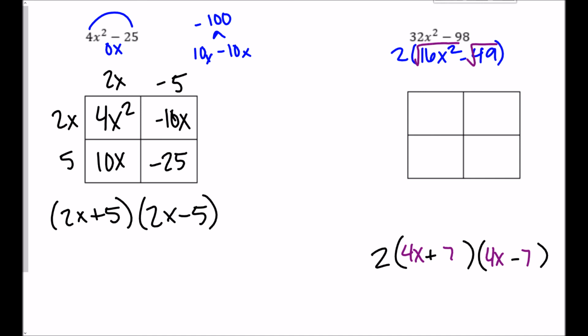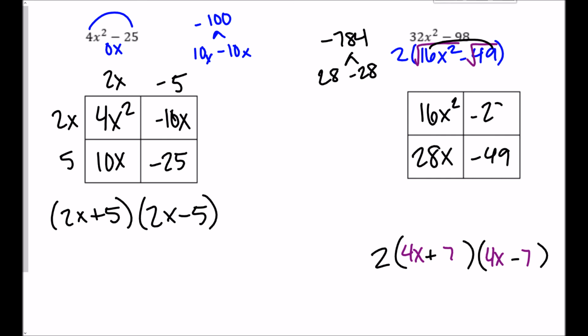If you didn't recognize that, let me show you how the Punnett square works. So you would put your 16x squared up here, negative 49 down here, and again you would want to do a times c, so 16 times negative 49, which is negative 784. And your factors that add up to be your middle term, which would be 0, would be positive 28 and negative 28. And again, we're pulling out common factors. So you would still get there the same way.